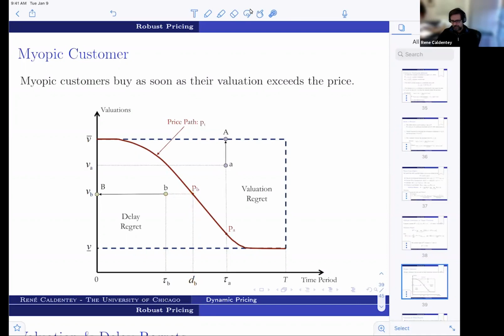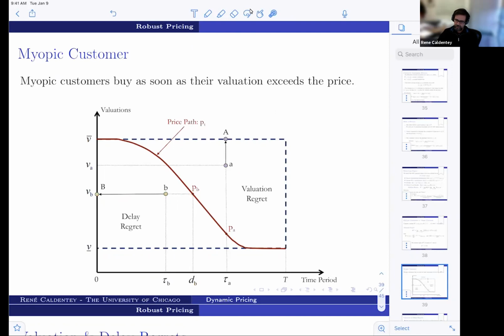Now let's take customer A here. If a customer arrives at this time TA with valuation VA, this customer will buy immediately, the myopic customer will buy immediately because the valuation is greater than the price. So this customer buys at time TA. Now, why do I show you these two customers? Because if this customer gives you this purchasing behavior, a customer that arrives at this point, capital B, will buy essentially at the same time, but will generate more delay regret because it has to wait longer. So customer B is dominated, from the point of view of maximizing regret, by customer type capital B.